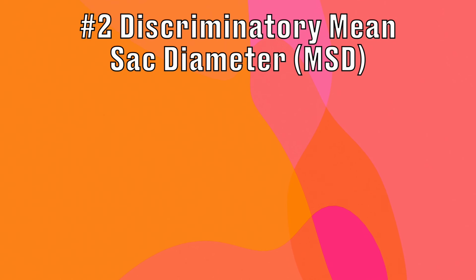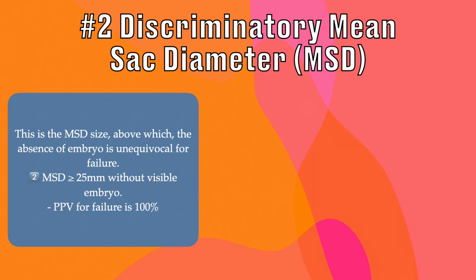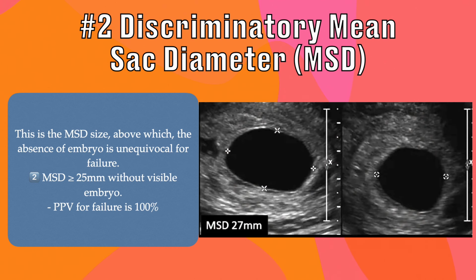The second definitive criterion for pregnancy failure is a mean sac diameter of 25 millimeters or greater, accompanied by the absence of a visible embryo. This criterion exhibits a 100% positive predictive value. As depicted in the accompanying image, the mean sac diameter is approximately 27 millimeters and no discernible embryo is observed within the gestational sac. This observation unequivocally indicates definitive early pregnancy failure.